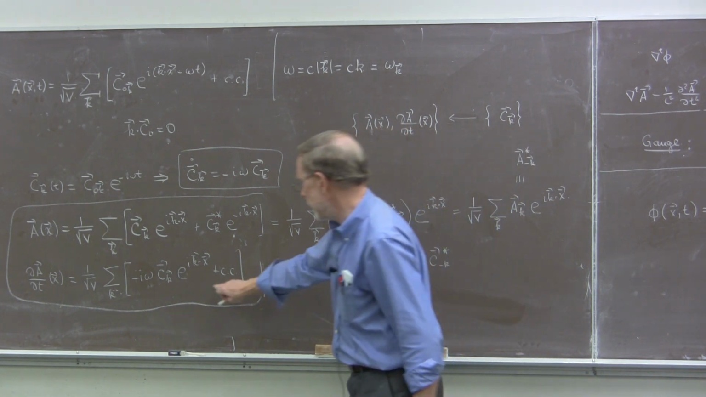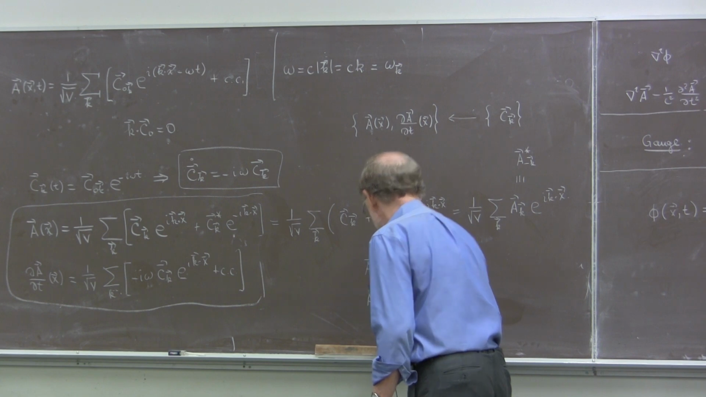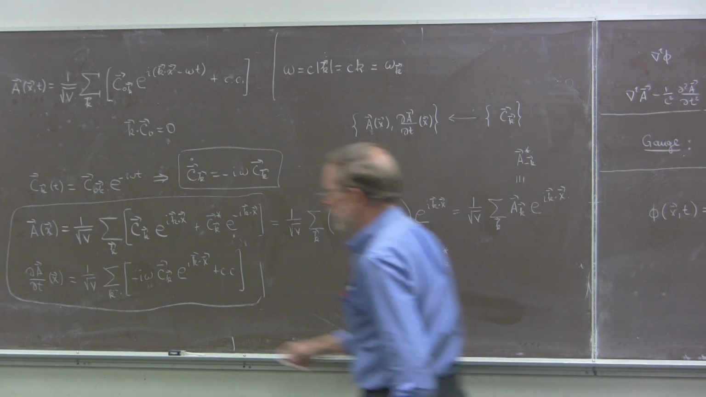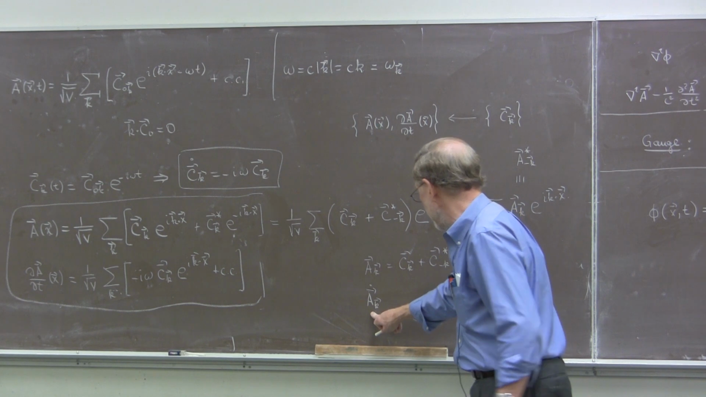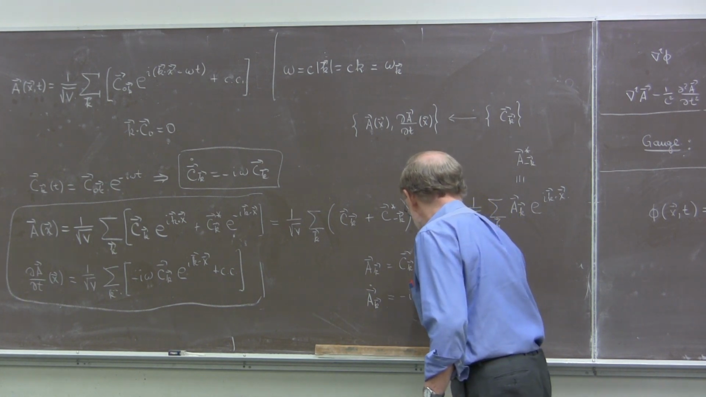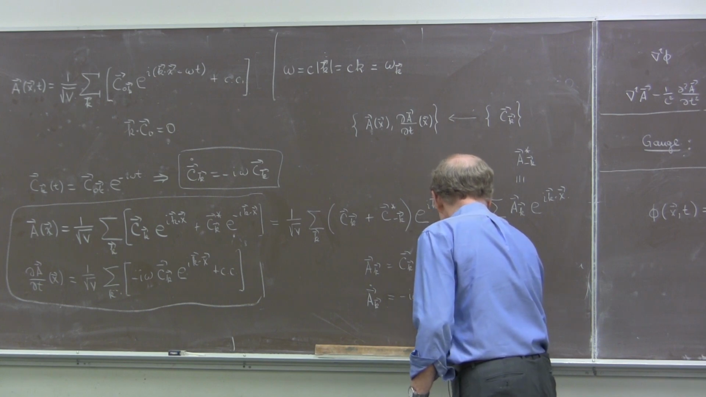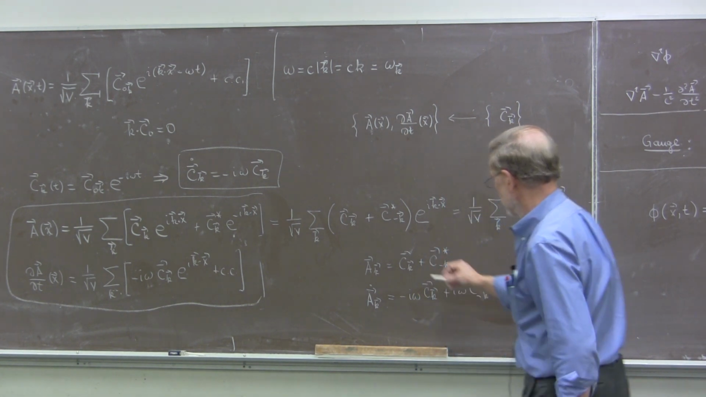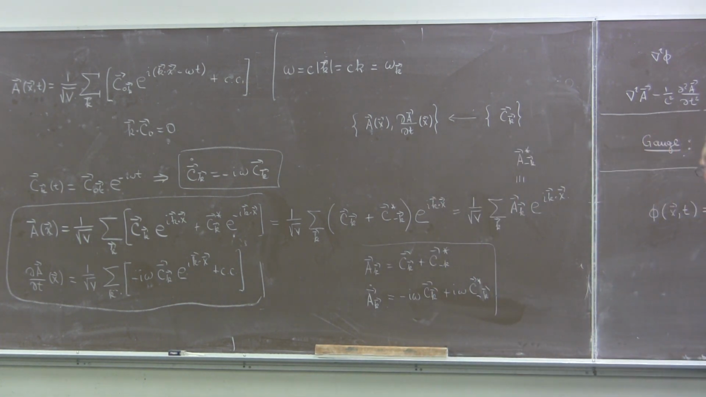And likewise, from the dA/dt equation, we get A sub K dot. Again, if I know dA/dt is a field, I can just do its Fourier series and get the coefficients, which are the A sub K dots. And that's equal to minus i omega C sub K plus i omega C sub minus K, complex conjugate. Now, this is a simple system of linear equations that you can solve.